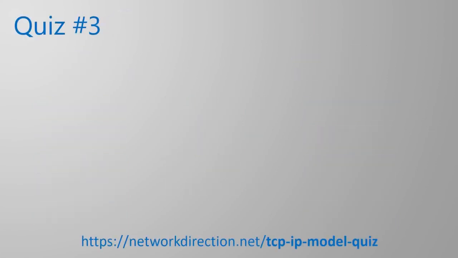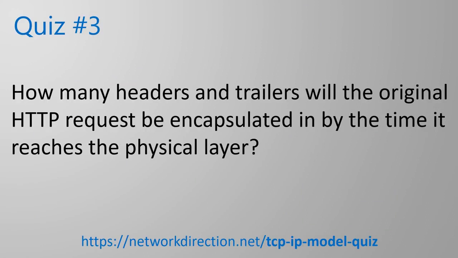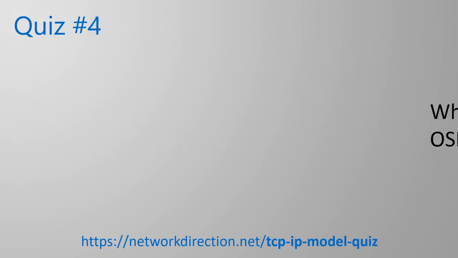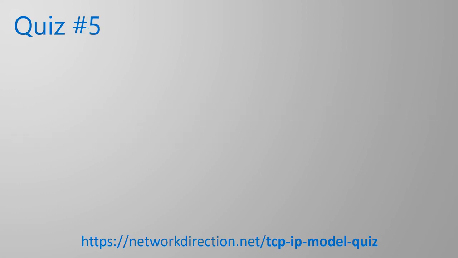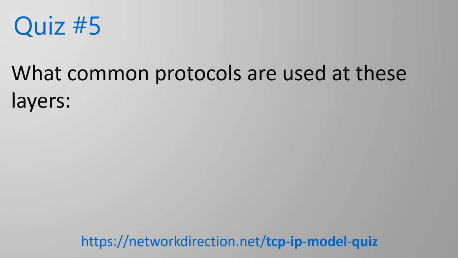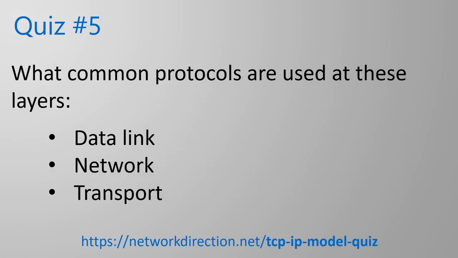Let's check now how much you've learned. How many headers and trailers will the original HTTP request be encapsulated in by the time it reaches the physical layer? What are the primary differences between the OSI and TCP/IP models? What are common protocols that are used at the data link, network, and transport layers?